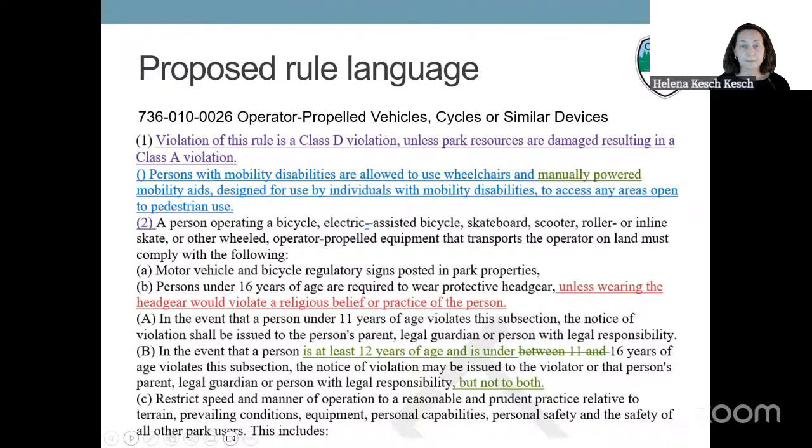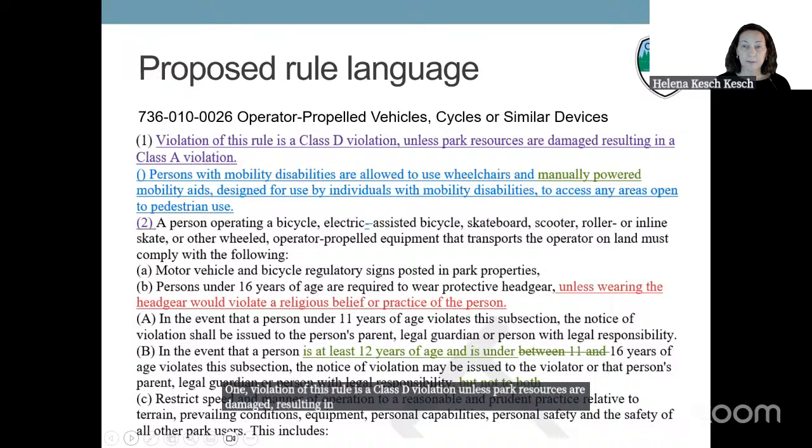Next section. This is OAR 736-010-0026, operator-propelled vehicles, cycles, or similar devices. 1. Violation of this rule is a Class D violation unless park resources are damaged, resulting in a Class A violation.